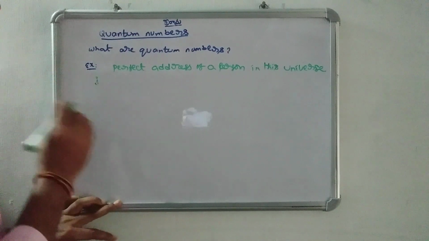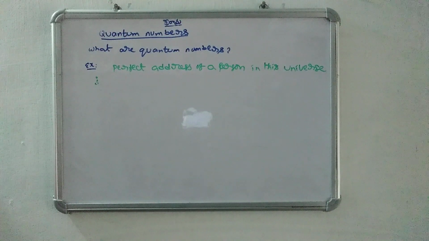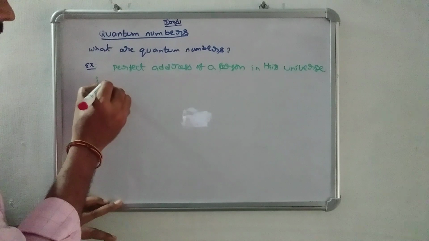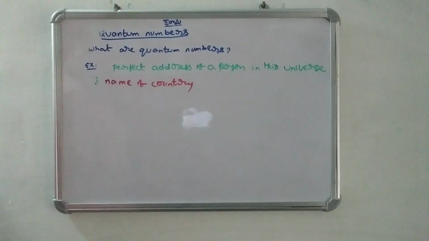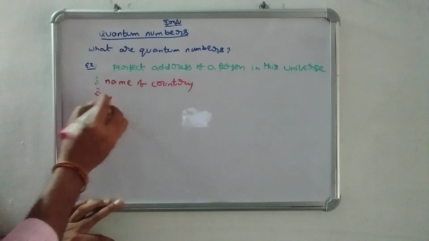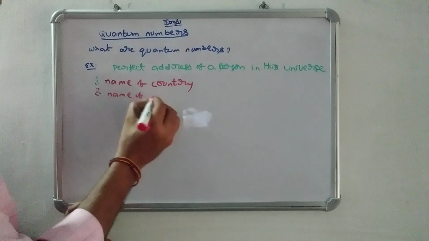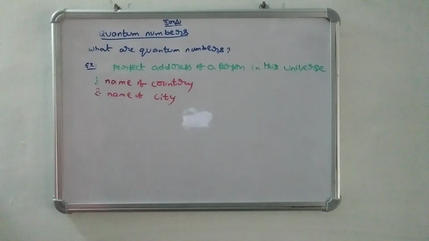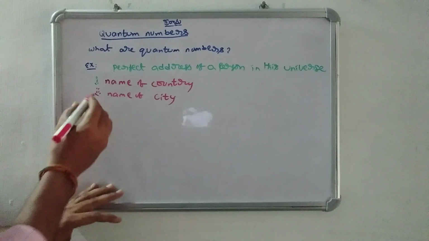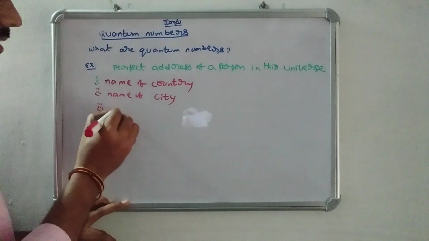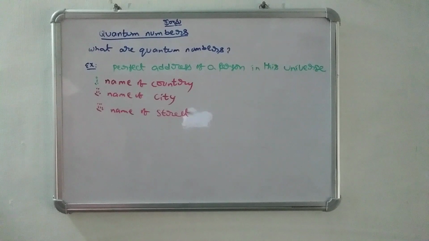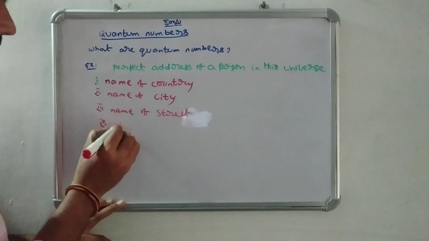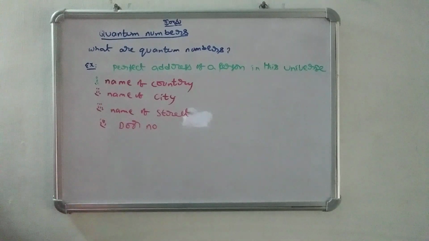The first one is name of the country, to which country the person belongs. The second one, name of the city in that country, to which city the person belongs. The same way, name of street in that particular city, to which street the person belongs. The fourth one is door number in that street, to which door number the person belongs.